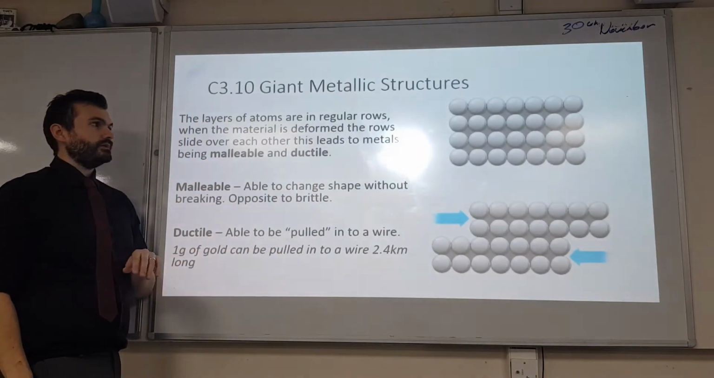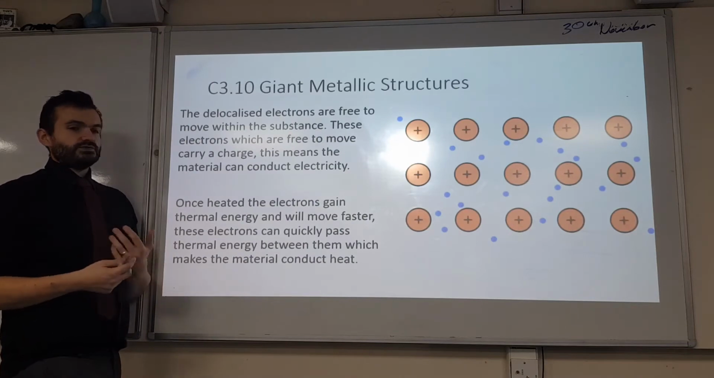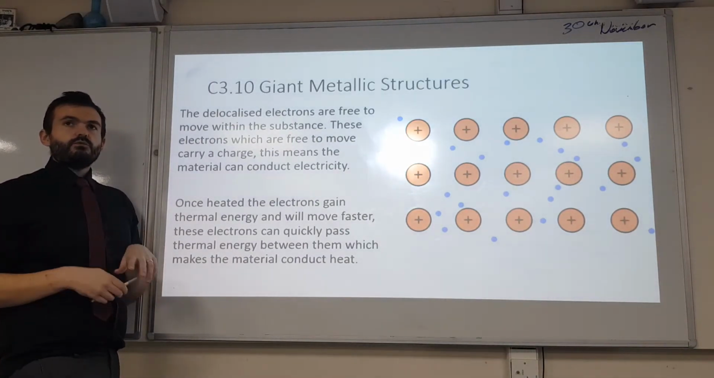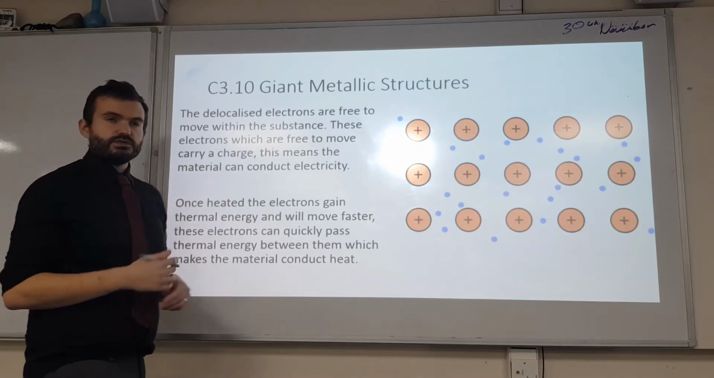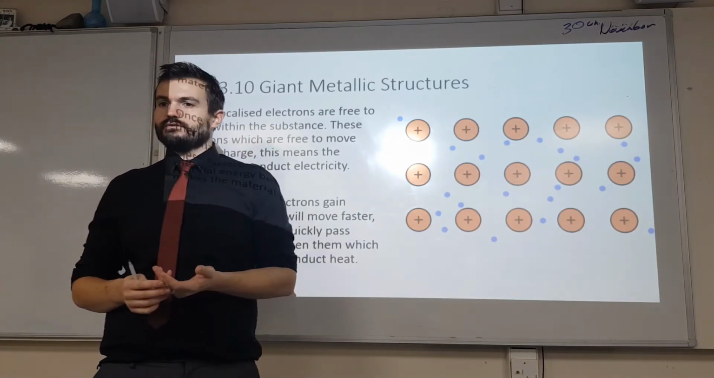What we also have is these electrons that are free to move. When we had an ionic structure, that ionic structure, if it was dissolved or molten, had charged particles that were free to move.